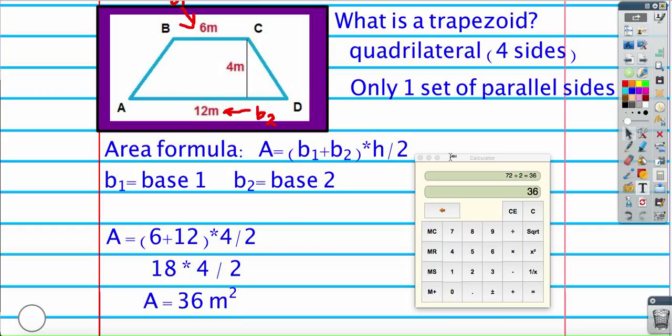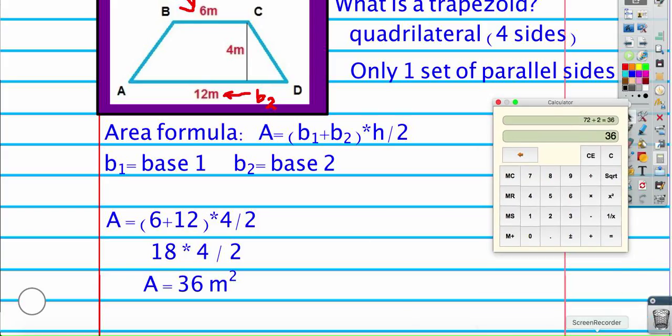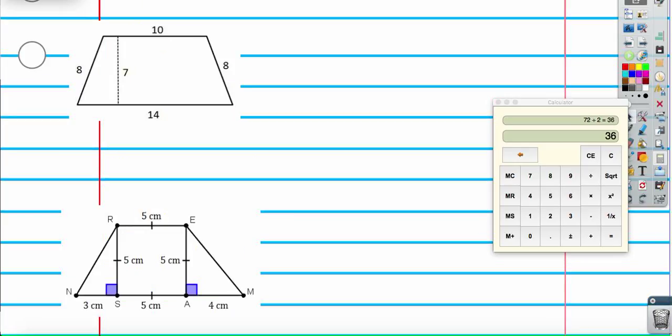All right, so we've done our first trapezoid, so let's try another one. We're going to look for those same measurements, base 1, base 2, height, and then divide everything by 2. Okay, so here we are again. We've got two trapezoids, two of them here.